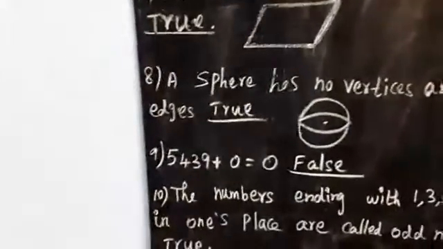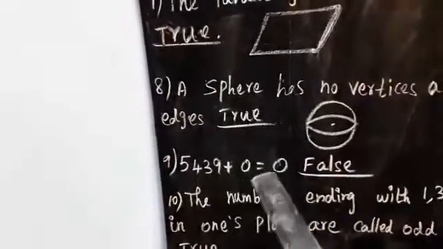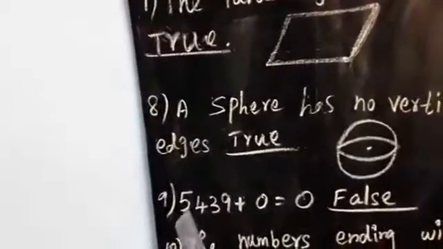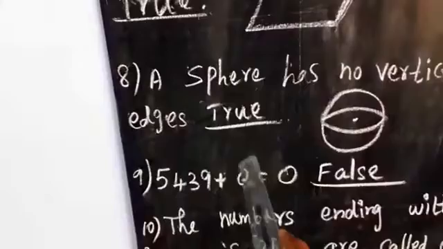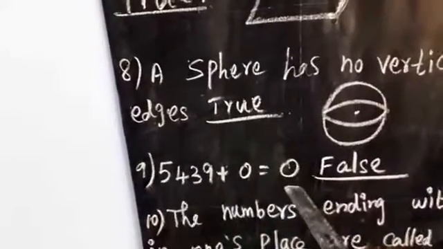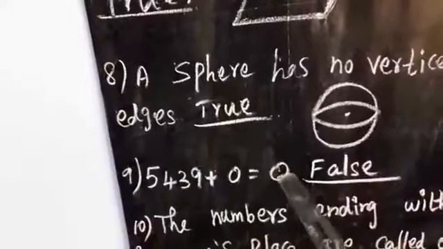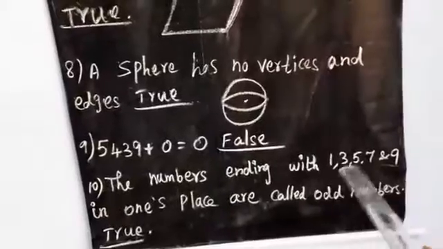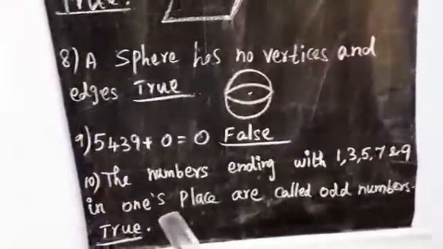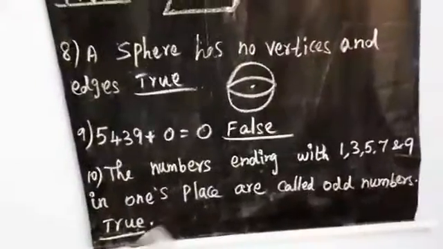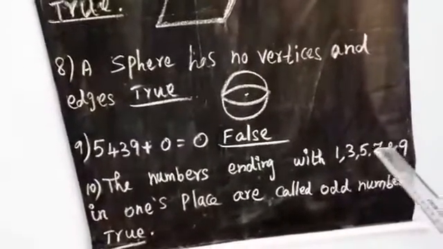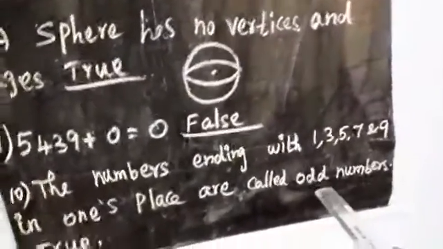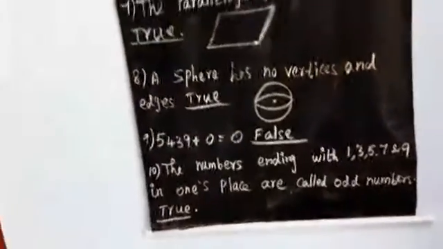Ninth one, 5,439 plus 0 is equal to 0. Here adding 0 to a number gives the number itself as the answer. So the answer is the number itself, not 0. So the statement is false. Tenth one, the numbers ending with 1, 3, 5, 7 and 9 in ones place are called odd numbers. Yes, true. Because 2, 4, 6, 8, 10 are even numbers, and 1, 3, 5, 7, 9 are odd numbers, isn't it? Yes, the statement is true.